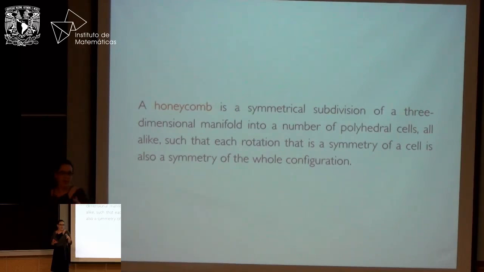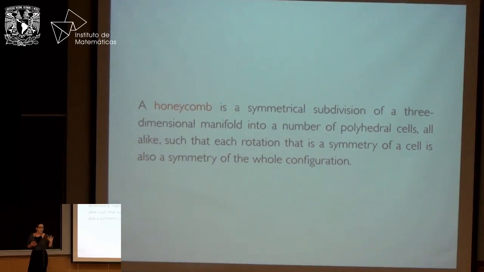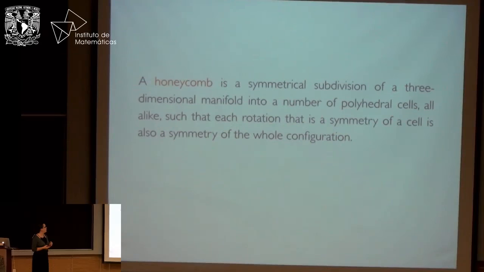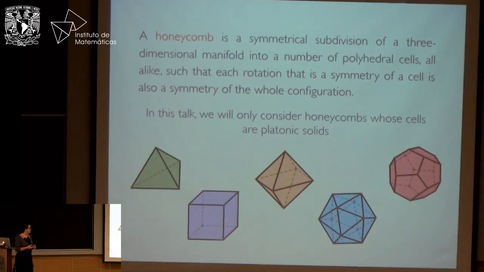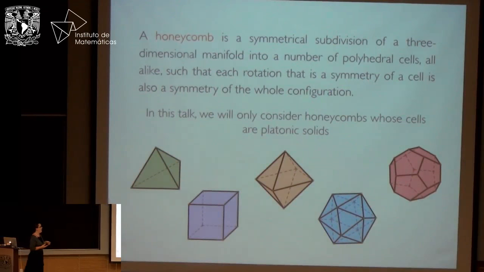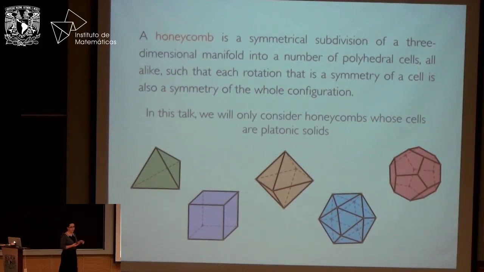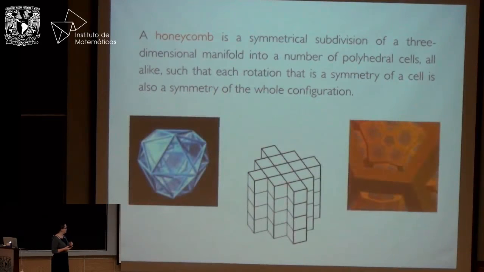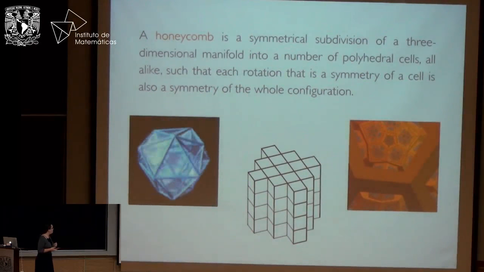So I have a three-dimensional manifold, it's subdivided, and it has intrinsic symmetry if the cells have symmetry, right? So if the cells have rotational symmetry, then the entire thing has rotational symmetry, and the honeycombs that I'm going to be talking about have Platonic solids as cells, which means I have a lot of symmetry because the Platonic solids have all the rotational symmetry, so my entire configuration has a lot of rotational symmetry. Now, here are some examples. The computer is a little slow.